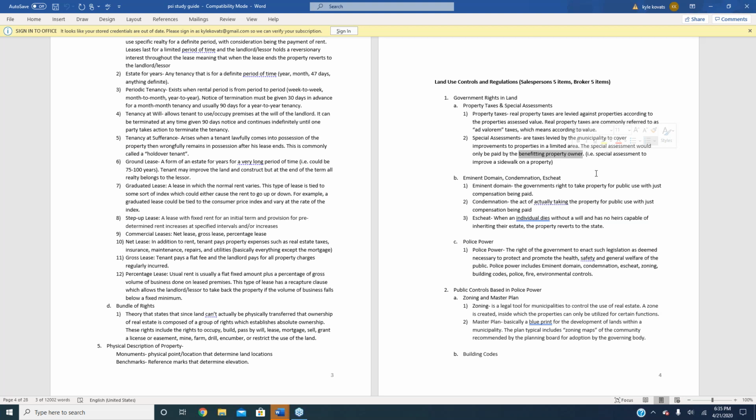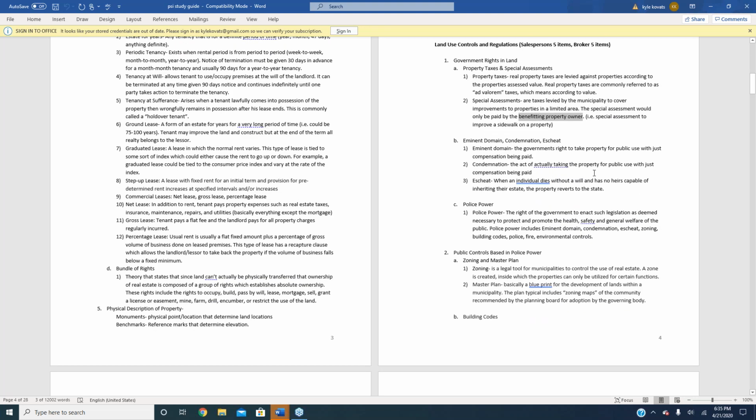So a lot of times in real life, you see special assessment fees in condo communities to pay for a new capital thing they want to do, like new roofs and stuff like that. But for special assessment taxes, look out for the phrase benefiting property owners. And again, good examples are like sidewalks, curbs, things like that.